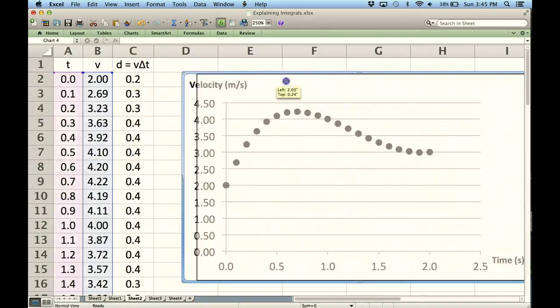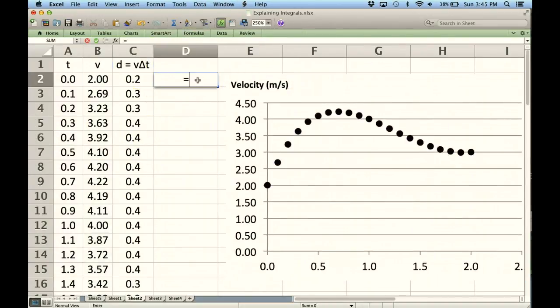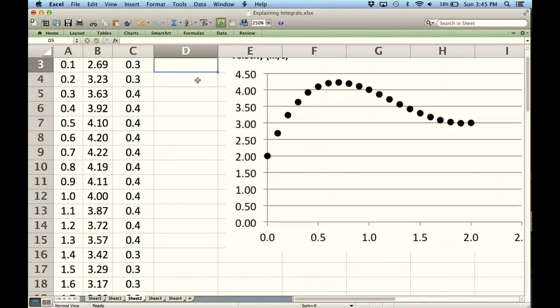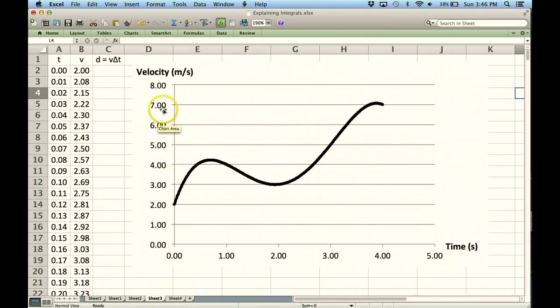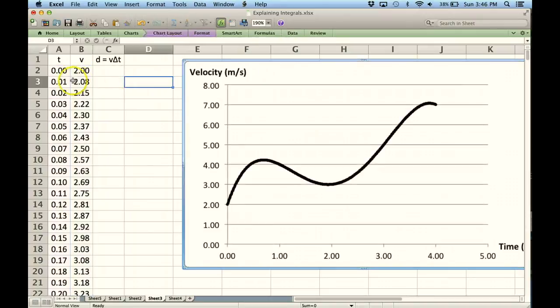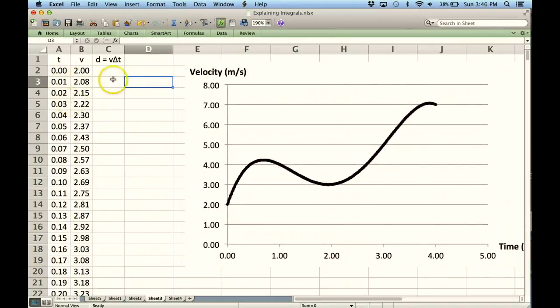I add all of those individual distances from every interval, from every increment. I add them all up, and my total is 16.94. That's really, really close to the true value of 17.2. So how can I get even better? Instead of using 0.1 seconds, use a smaller delta t. Let's change the time by 0.01 seconds.